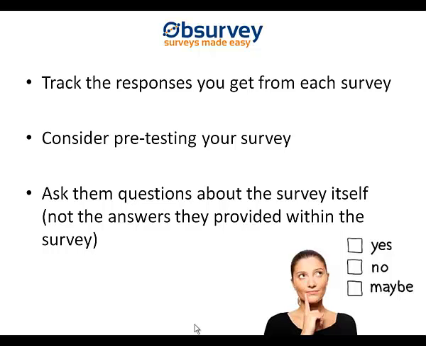Then track the responses you get from each survey. So if you discover that you get better response rates by sending out your surveys on a Wednesday morning rather than on a Friday evening, start sending out the Friday evening survey on Wednesday morning. Also, consider pre-testing your survey to 20 people and ask for their feedback on your survey.